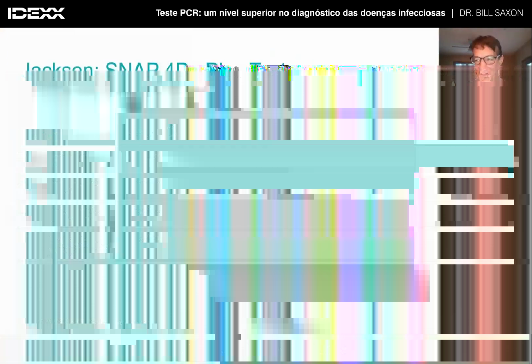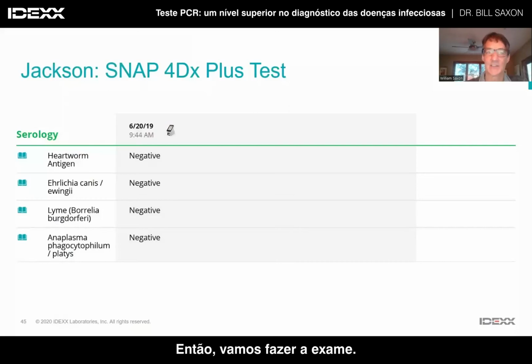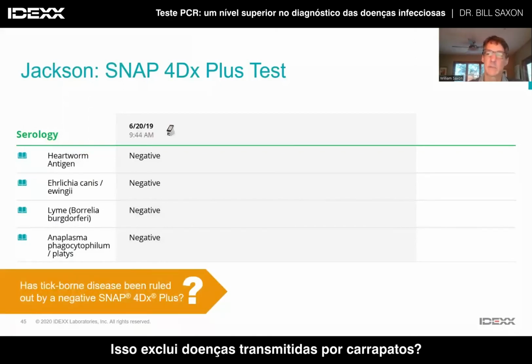So it definitely fits the bill, especially with that tick exposure for tick-borne disease, right? So we're going to screen, right? We want to screen this dog with potential disease with a serologic test that's highly sensitive, and the SNAP4Dx Plus fits the bill, and results are negative. So does this rule out tick-borne disease?